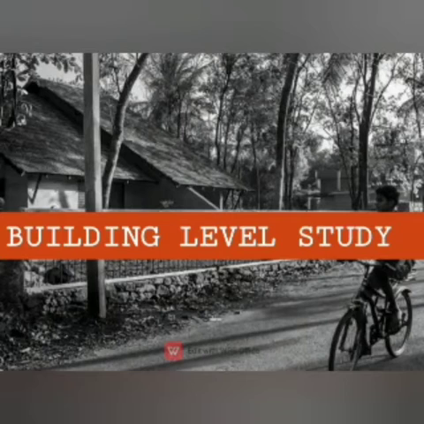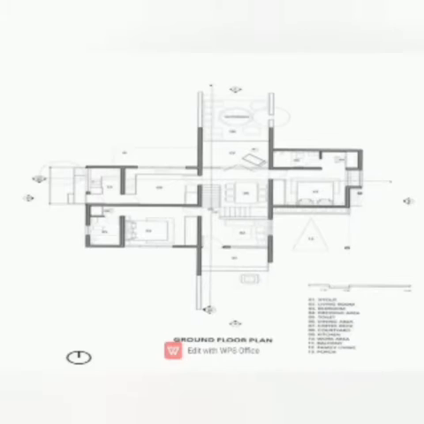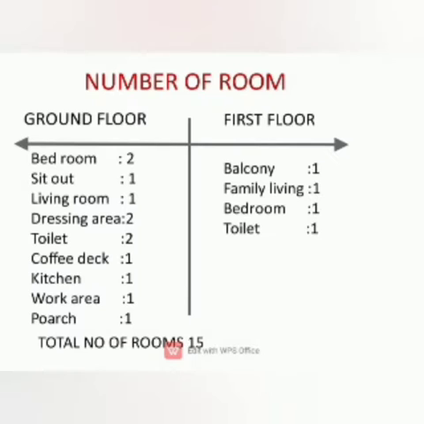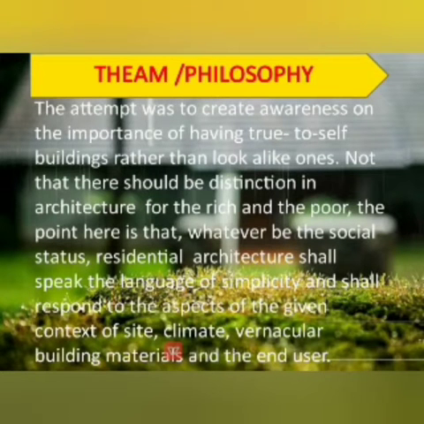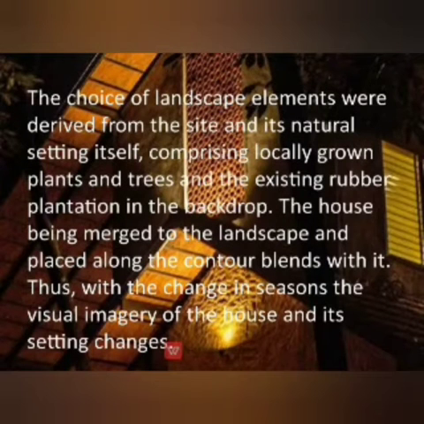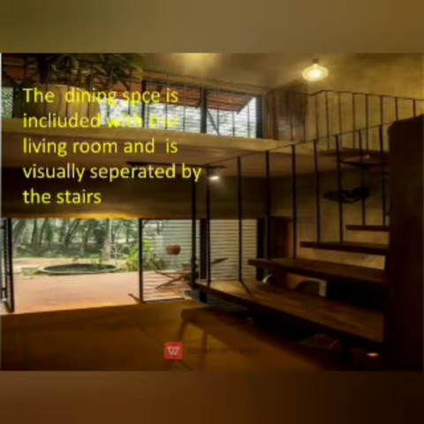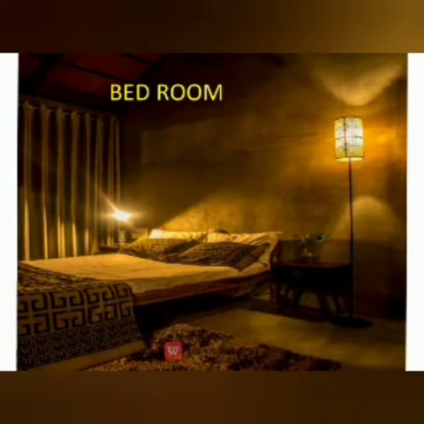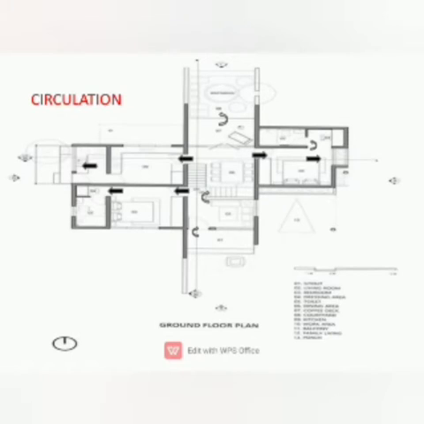Let's see the building level study. It is the first floor plan and it is the second floor plan. Let's check out the number of rooms in the residence. The theme is that they want the architecture to speak the language of simplicity and to respond to aspects of the given context of the site, such as climate, vernacular buildings, materials, etc. Let's see the circulation inside the residence.